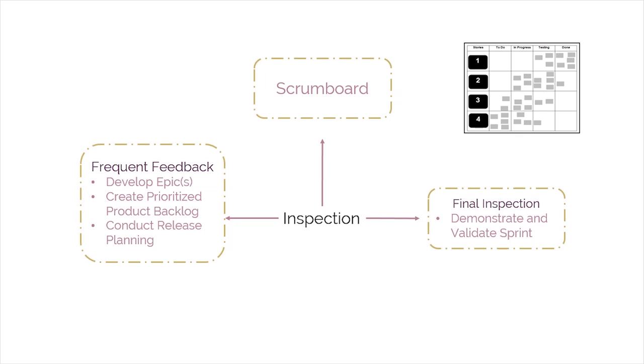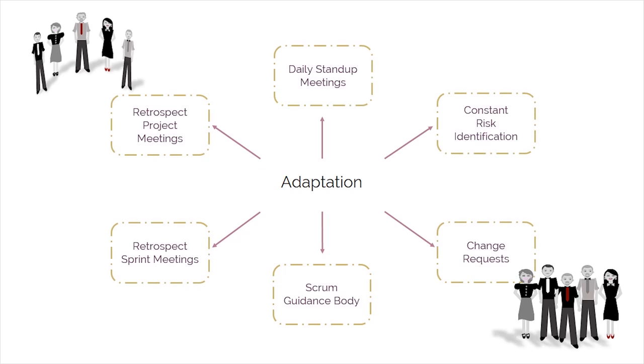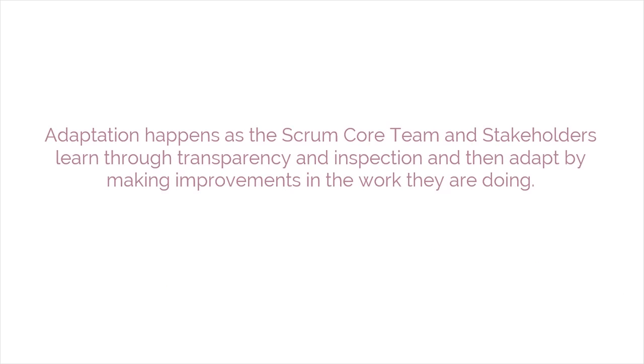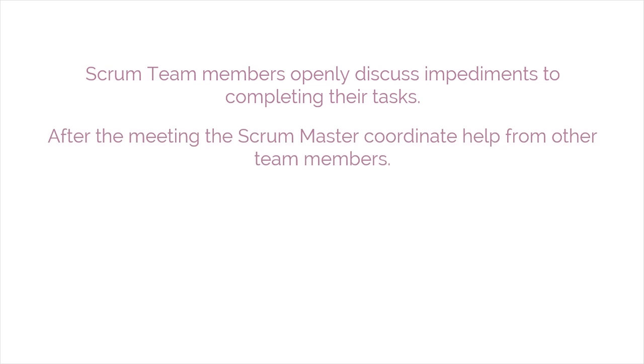The third main characteristic of empirical process control is adaptation. Let's take a look at the displayed diagram that summarizes the concept of adaptation in Scrum. Adaptation happens as the Scrum core team and stakeholders learn through transparency and inspection and then adapt by making improvements in the work they're doing. Some examples of adaptation include the following. In daily stand-up meetings, Scrum team members openly discuss impediments to completing their tasks. After the meeting, the Scrum Master coordinates help from other team members.